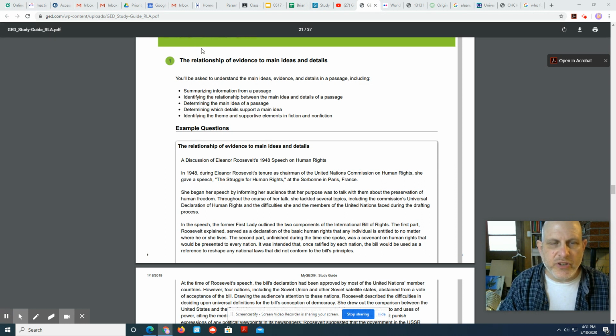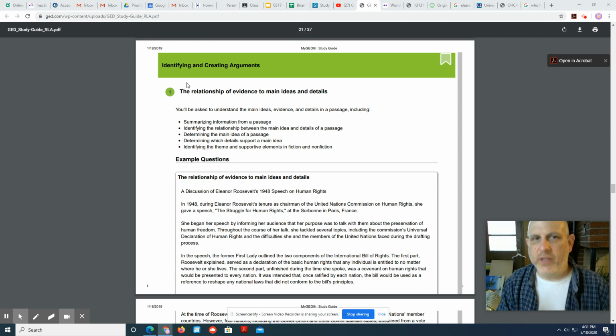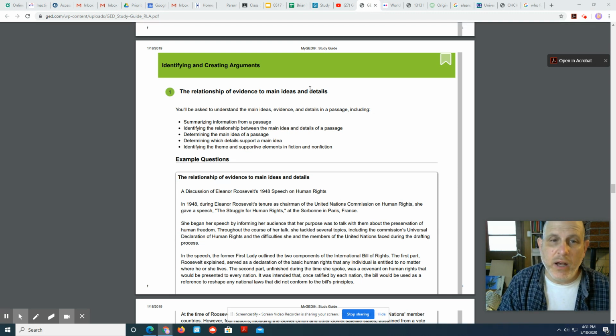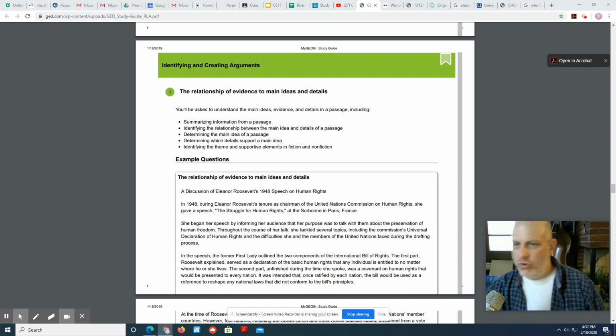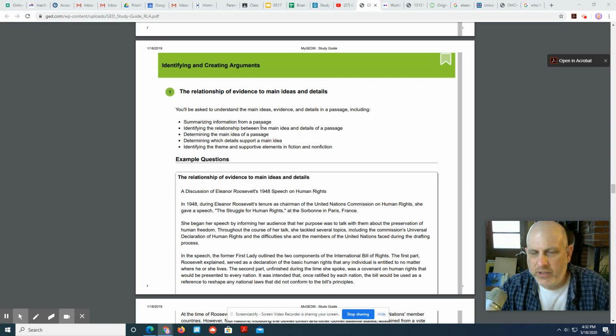All right, this section is on the guide, and if you don't have it, I can send it to you again. I sent it to you already. Identifying and creating arguments, the relationship of evidence to main ideas and details. Main ideas and details, figuring out what's a main idea and a detail, are two of the skills that they test you on that we looked at. Okay, and it goes into more detail. Basically, all of this is saying when you read something or you look at a picture or whatever, you know which is the main idea and which is the detail.